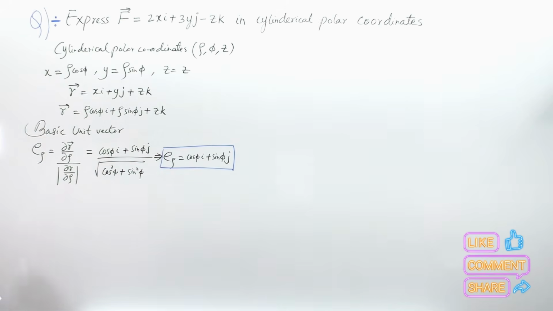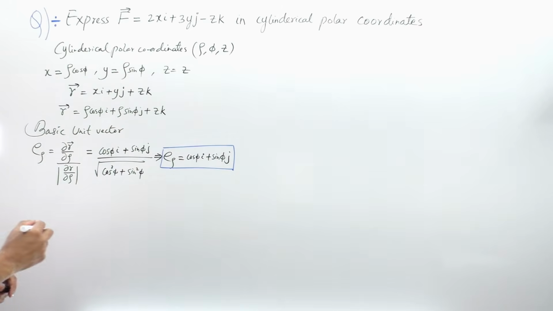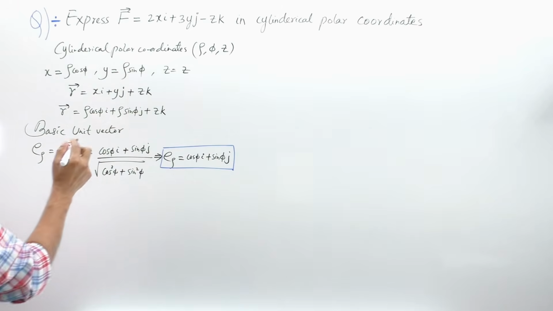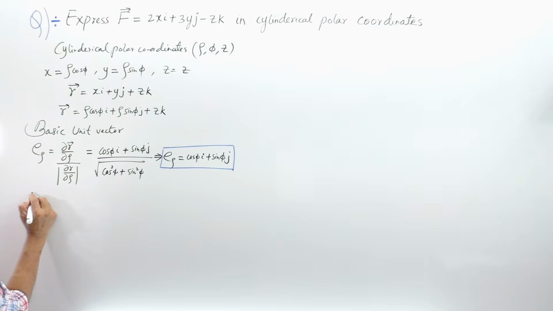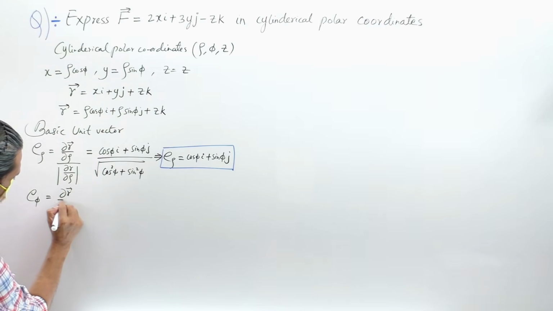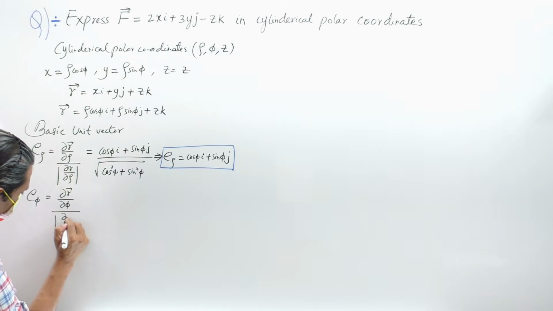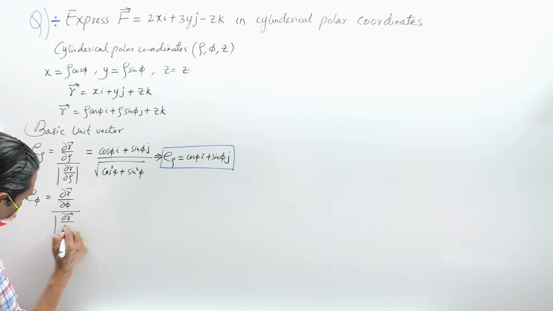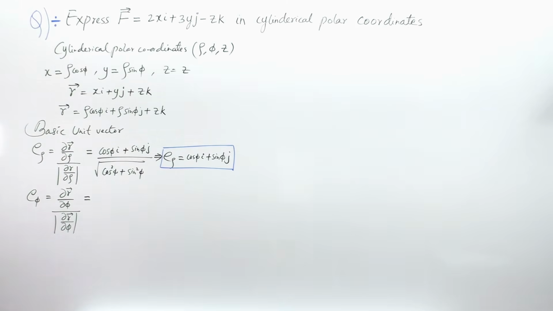If you want to get marks, please underline. The next one is the unit vector we found for E rho. Now let's find E phi. So E phi is equal to ∂R vector by ∂phi upon the modulus of ∂R vector by ∂phi.